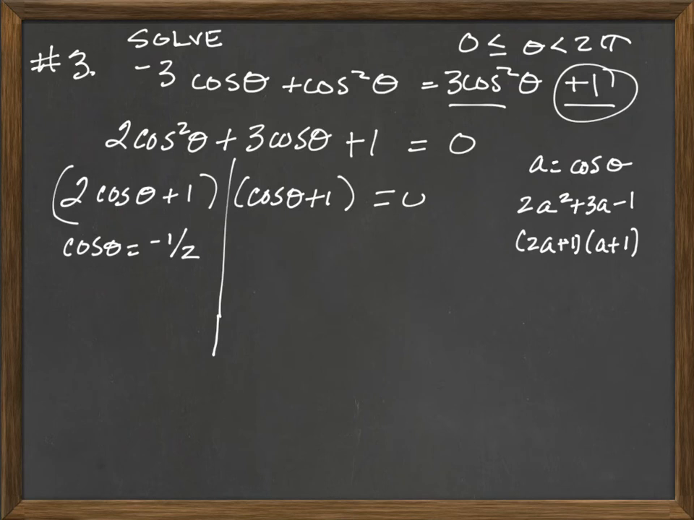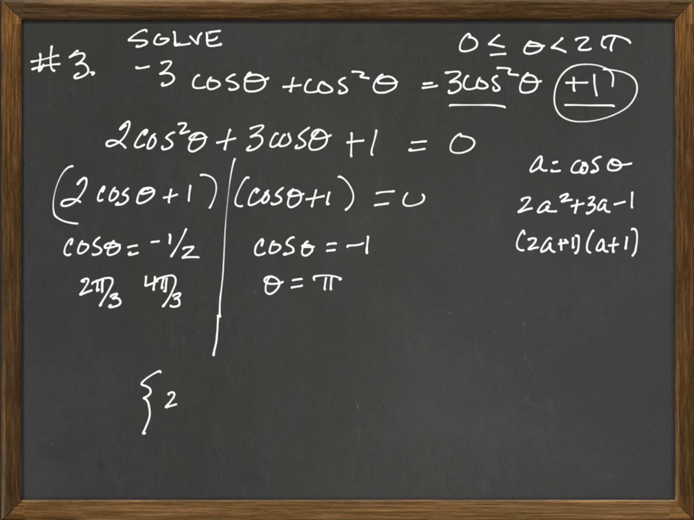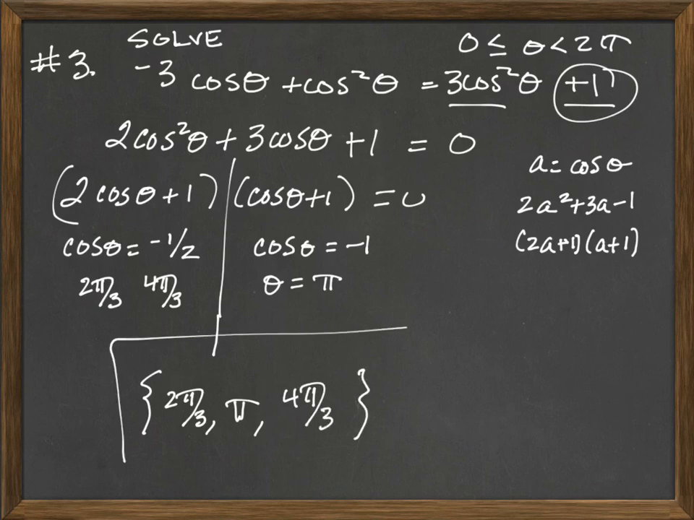And it would be your pi over 3 reference angle. So that would be 2 pi over 3 and 4 pi over 3, right? And then cosine theta equals negative 1 at pi. So theta equals pi. So our answer here would be 2 pi over 3, pi, and 4 pi over 3. So there's how you do it, by factoring.